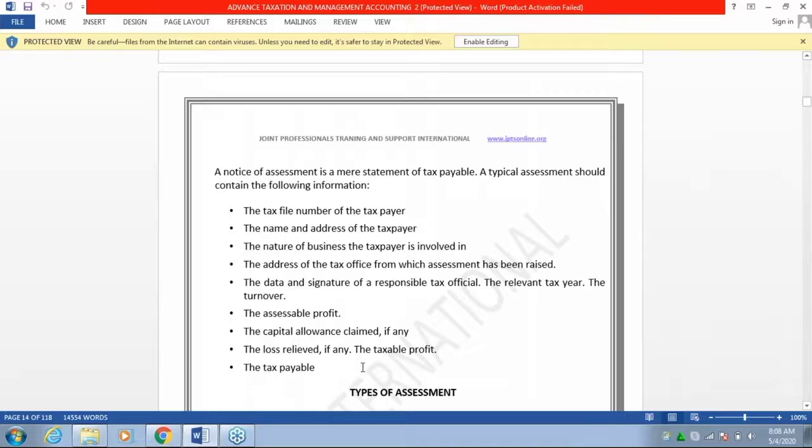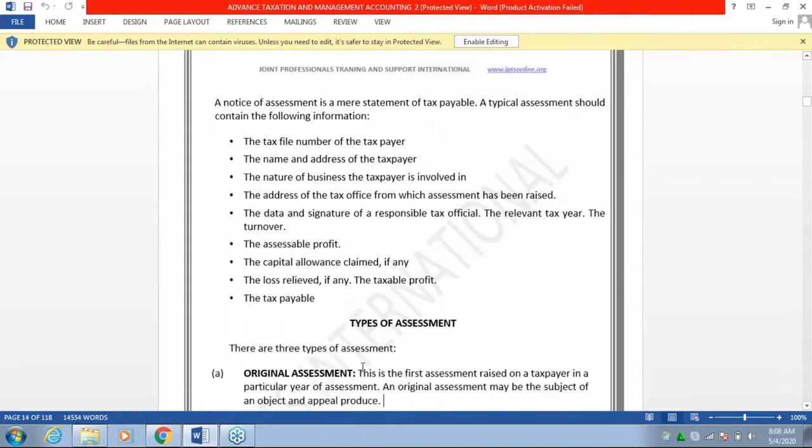However, the capital allowance claims, we are talking of the notice of assessment. And what are those information that are supposed to appear on the notice of assessment? I think that is where we were before the breaking of the network. Anyhow, now the loss relief, if any, that is the taxable profit, then the tax payable.